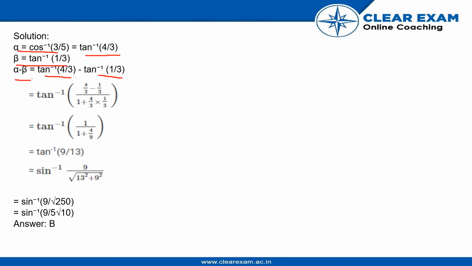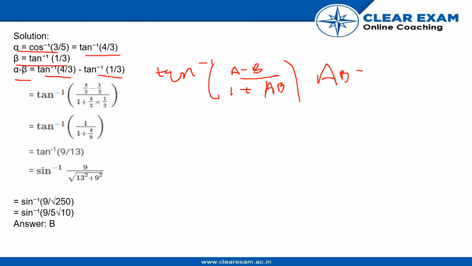we have the given formula for that. We have the formula for that, that is tan inverse of (a minus b) upon (1 plus ab), for ab greater than minus 1. This is the formula of tan inverse a minus tan inverse b. Here a will be this and b will be this.